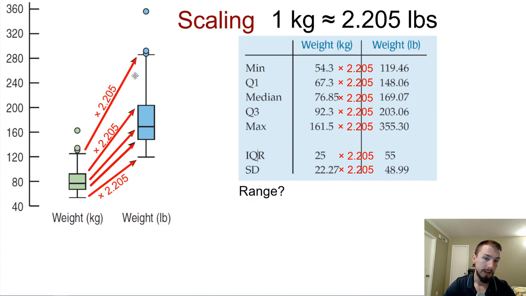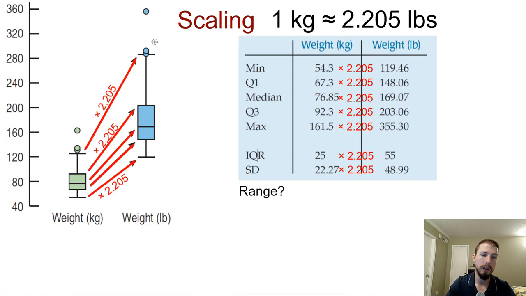The right fence is going to be multiplied by 2.205. The maximum is going to be multiplied by that coefficient. The minimum is going to be that much higher. Everything, including the measurement of the spread, because all the data is going to be spread out by a scale factor of 2.205. So hopefully this graphic really captures what's going on when we scale something.